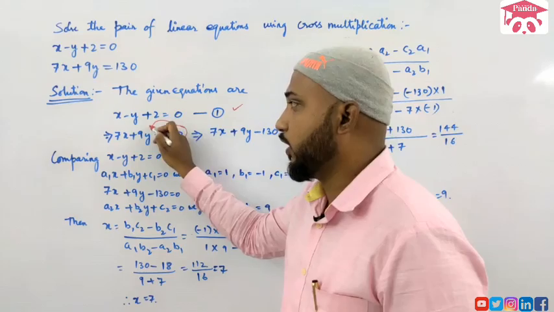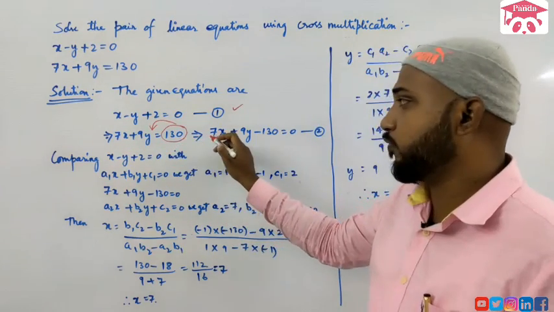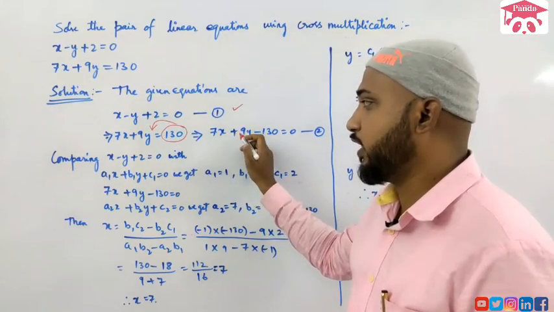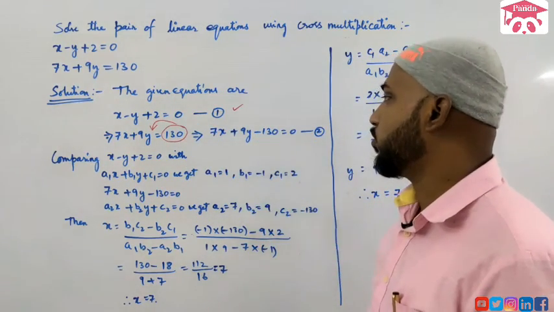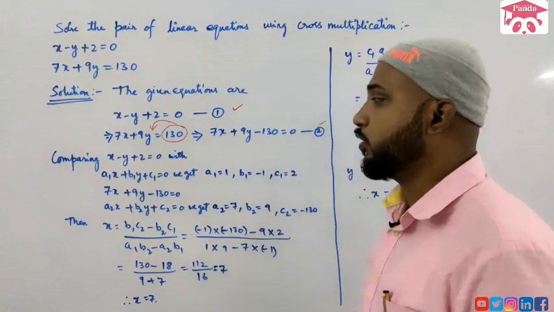We'll bring this to the LHS. And when we bring it to the LHS, what do we have? We have 7x plus 9y plus 130 going on that side becomes minus 130 equals 0. This becomes our equation 2.